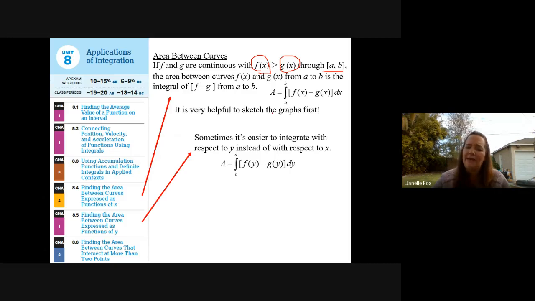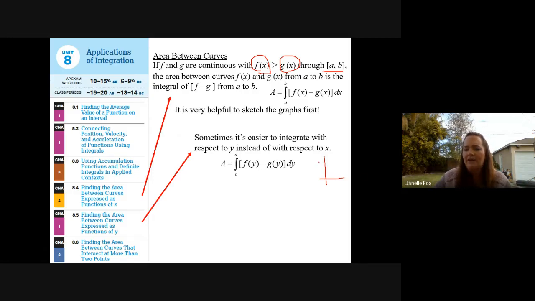Another thing is that maybe the graphs are not really meant for us to do the top minus the bottom with respect to X. So sometimes it's better to do it with respect to Y. And so remember, we just sort of shifted our thinking, like turned the graph sideways. And then remember, for our limits of integration, now that we're doing it with respect to Y, you really got to think about what is, quote, on top and what's on the bottom.